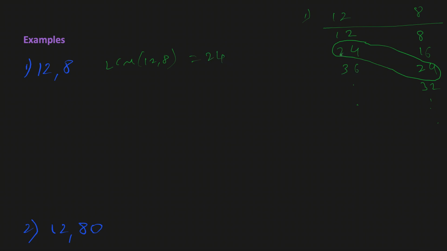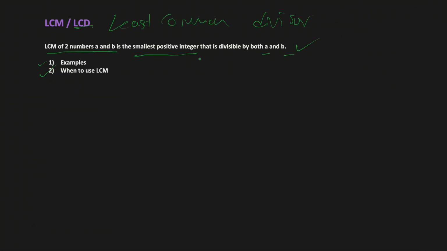We can see that 24 is present in both 12's table and 8's table. That becomes our LCM. If we go back to the statement, this is the smallest possible integer that is divisible by A and B. Our A in this case was 12, our B was 8, and the smallest possible integer is 24, as we figured out. This smallest possible integer is divisible by 12, so you can divide 24 by 12 and you get 2. And 24 is also divisible by 8 and you get 3. That's what the statement means.